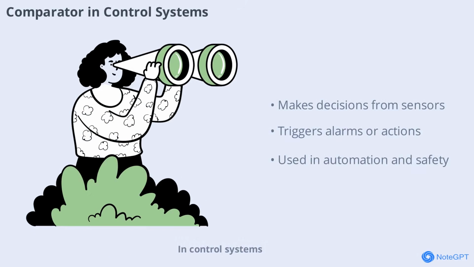In control systems, comparators help make decisions based on sensor inputs or feedback signals. For example, a comparator can trigger an alarm if a temperature exceeds a set threshold. This decision-making capability is crucial for automation, safety, and process control applications.